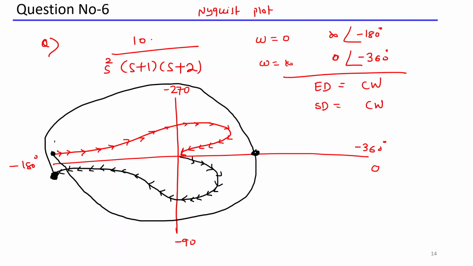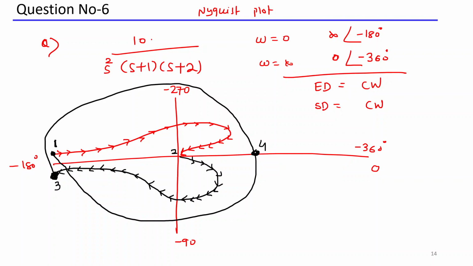If this is your original point, the polar plot will start from 1. The polar plot is completed at point 2, then the mirror image will start at 2 and end at 3. Then an infinite radius half circle will start from 3 and be completed at 4. Again from 4 to 1, another infinite radius half circle is completed.